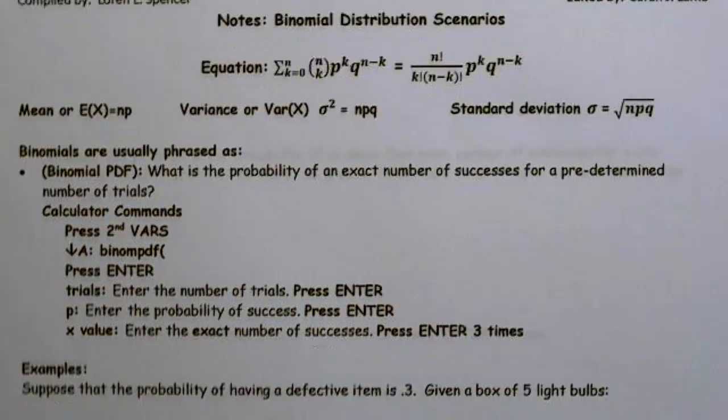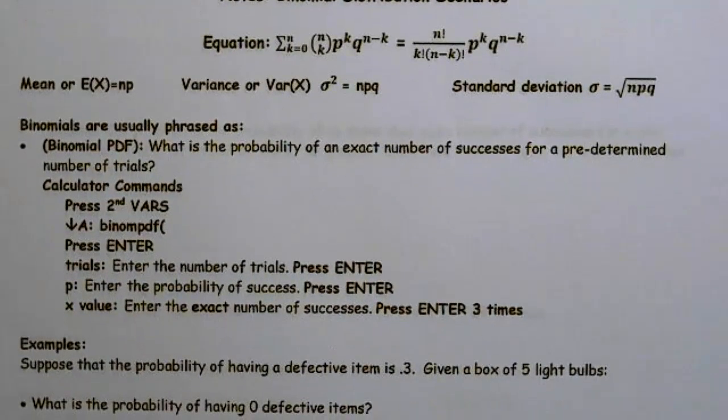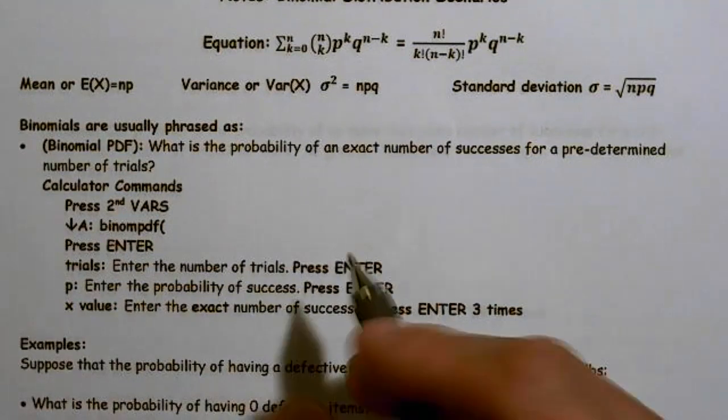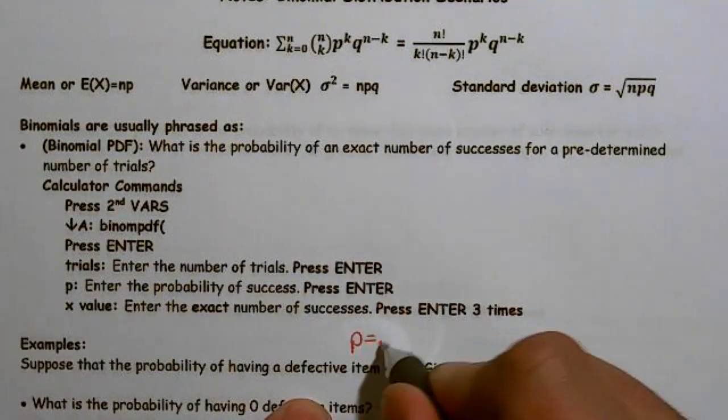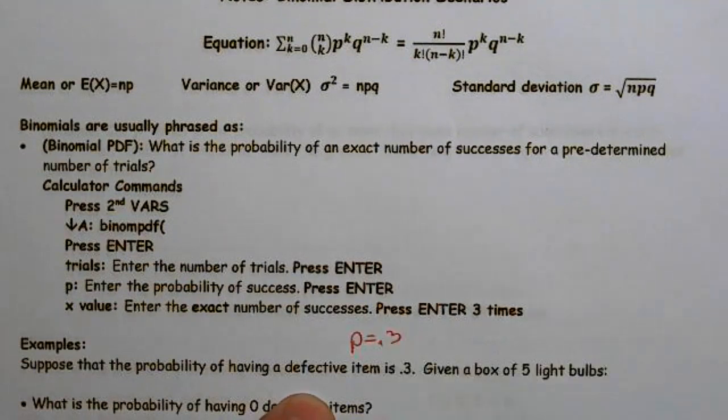So our first scenario: the probability of having a defective item is 0.3, given a box of 5 light bulbs. They're telling us the probability is 0.3, and that is a constant probability. It's independent, never changes, and it's a yes/no situation. Either it's defective or it's not. That makes it a Bernoulli. And then they tell us it has a box of 5 light bulbs, because that tells me the number of trials.